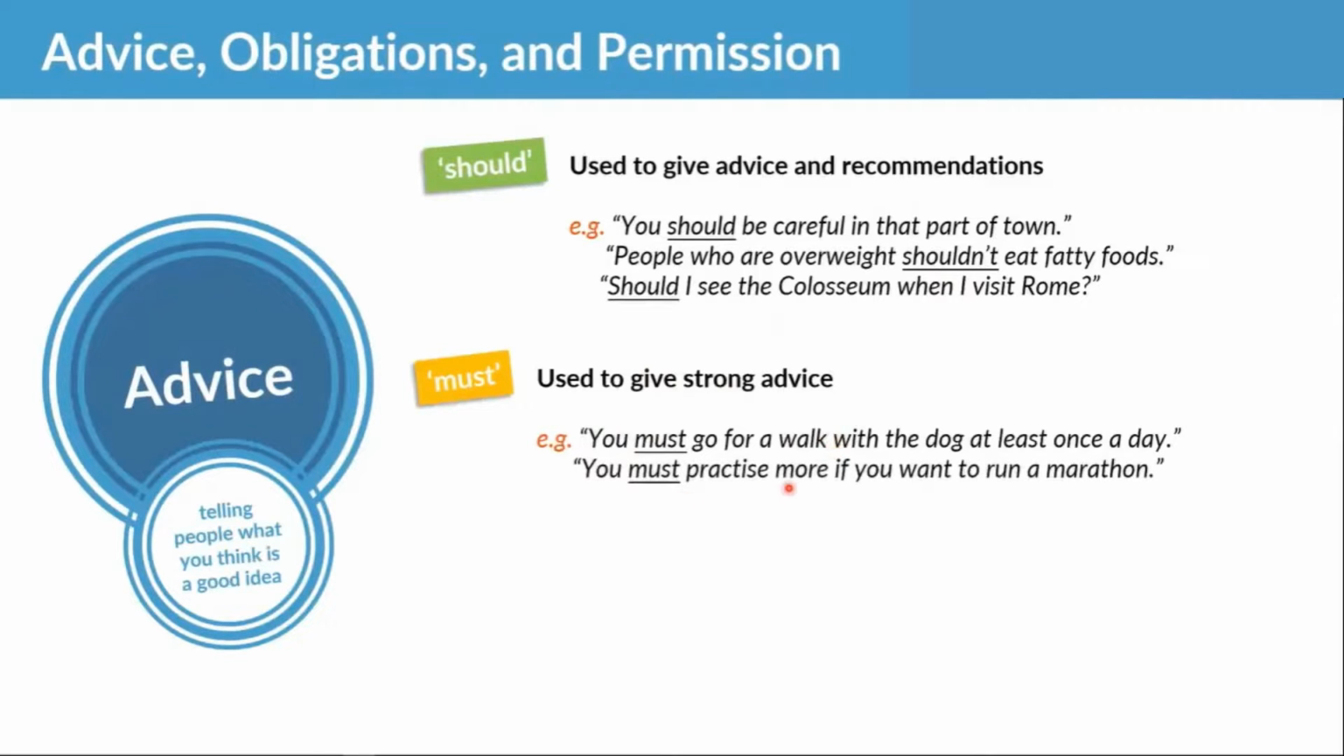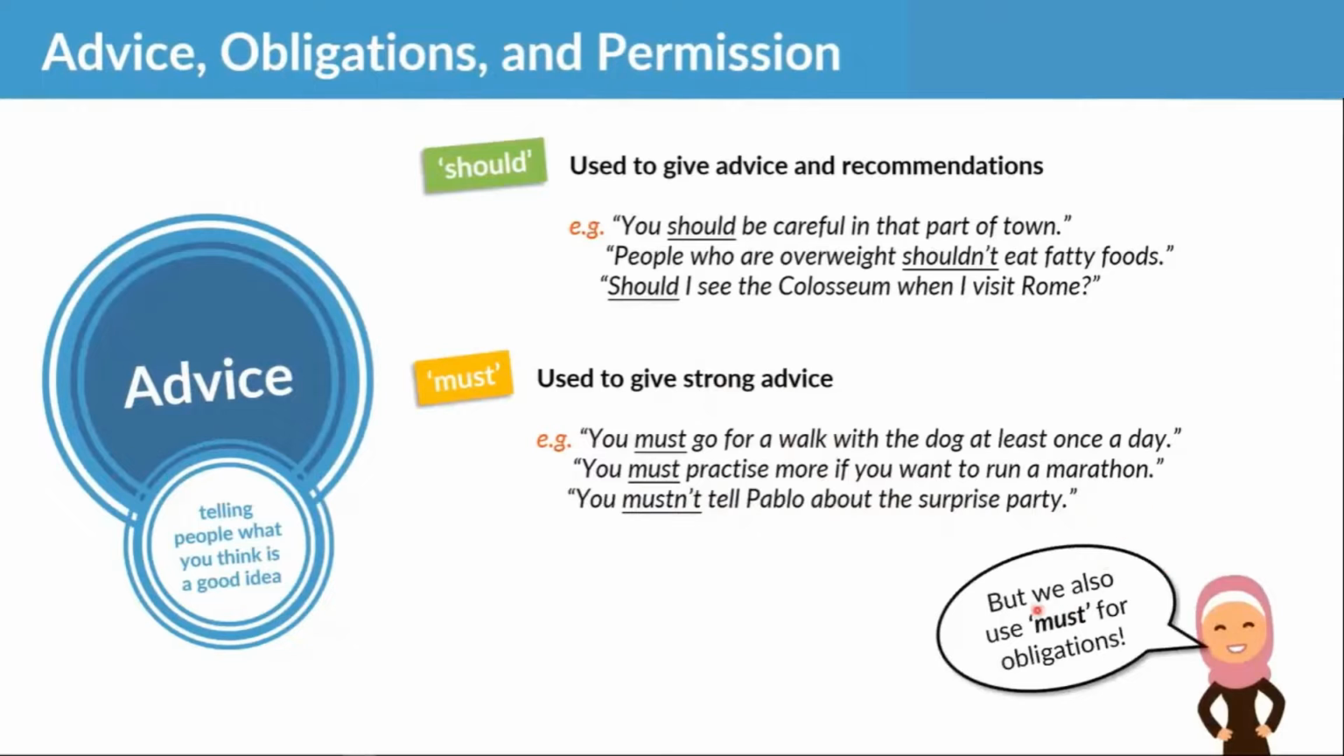You must practice more if you want to run a marathon. So you must practice more if you want to run a marathon. You mustn't tell Pablo about the surprise party. So you can see it's strong advice. Of course, you mustn't tell Pablo about the surprise party. Now, we also use must for obligations. So remember, like I said, these modals can be used for many different things.